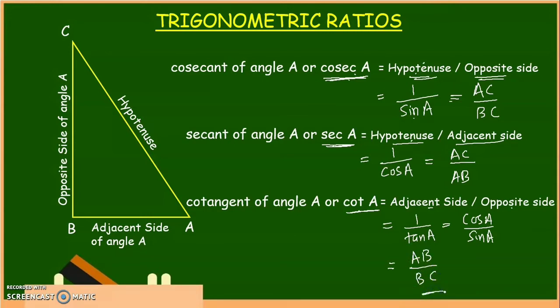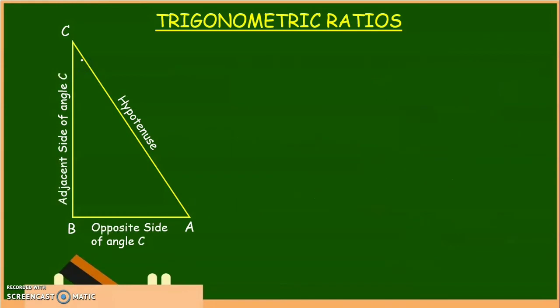So these are the 6 trigonometric ratios you need to remember for this chapter. And all these trigonometric ratios we have seen are with respect to angle A: sin A, cos A, tan A, cosec A, sec A, and cot A. Same way, if you want to write the trigonometric ratio for angle C, let's see.